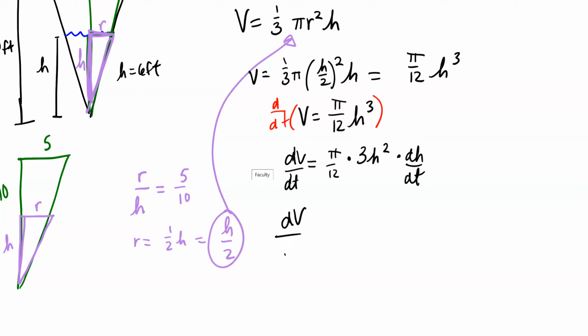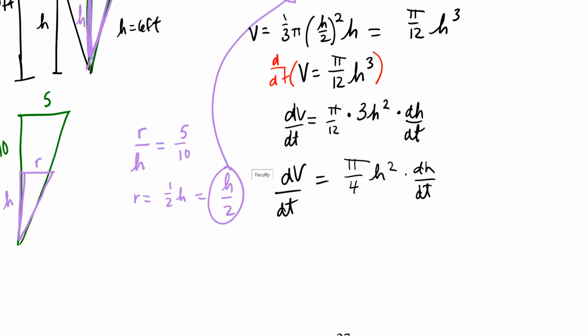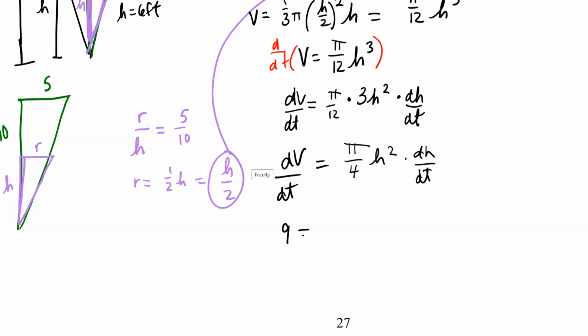So dV/dt is equal to pi over 4 h squared times dh/dt. All I did was take 3 and 12 and simplify. We know what most of these quantities are, right? dV/dt we said was 9. Pi over 4. How much was our height? 6, exactly. It was literally given to us when the water was 6 high. Times dh/dt. So we just have to get dh/dt by itself.